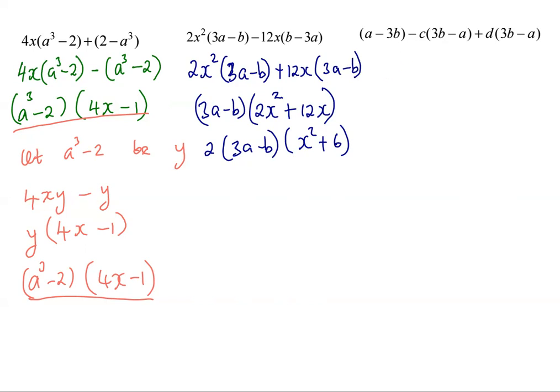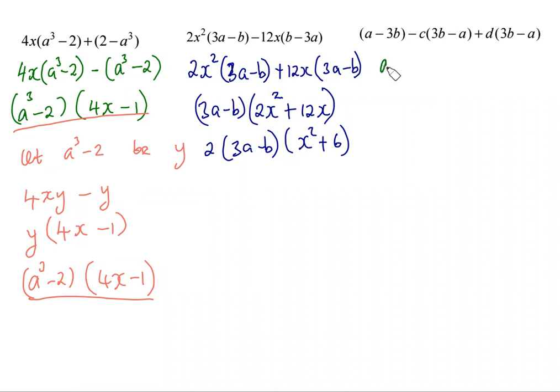Then let's look at the last one here. We've got a minus 3b, 3b minus a, 3b minus a. So what can we do here? We can even change the first one, or we can change these two signs here to be a minus 3b. So which one must we do first? Let's change these ones first.